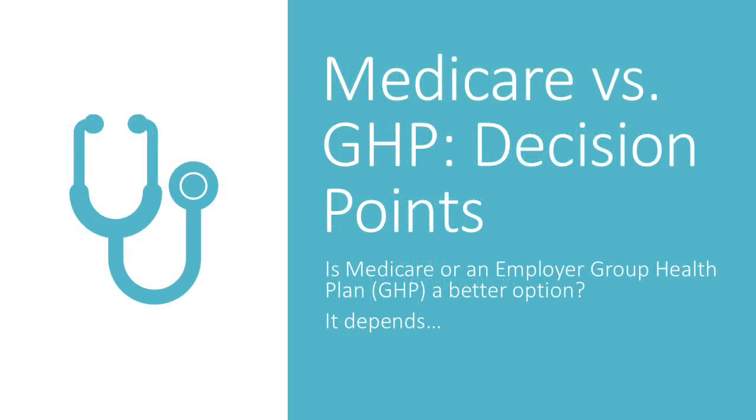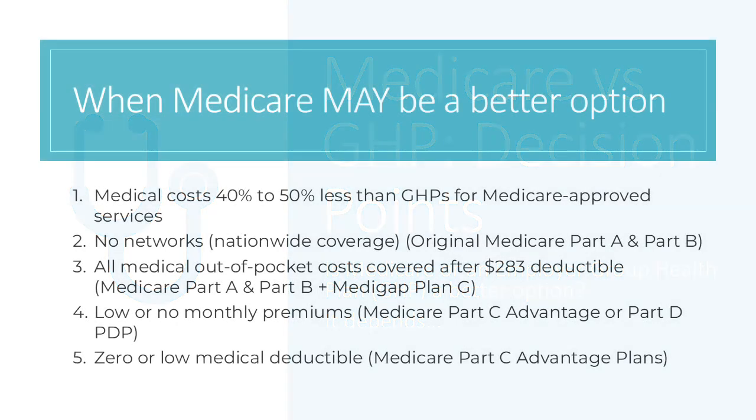Medicare may not be the best option if you are currently on an employer-sponsored group health plan. So, how do you decide between Medicare and your employer group health plan? The answer is compare the benefits. When might Medicare be a better option? First, Medicare sets the prices for all Medicare-approved services. Generally, the costs can be 40 to 50% less compared to your employer plan.